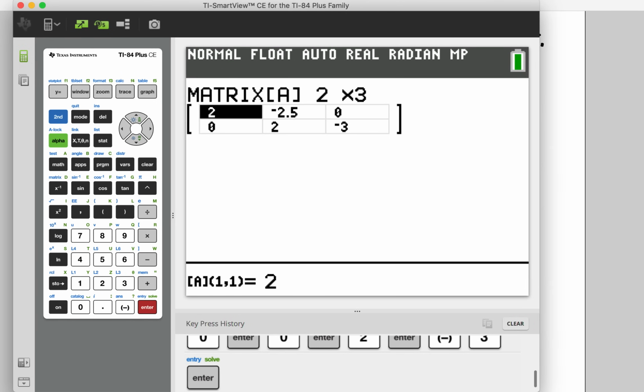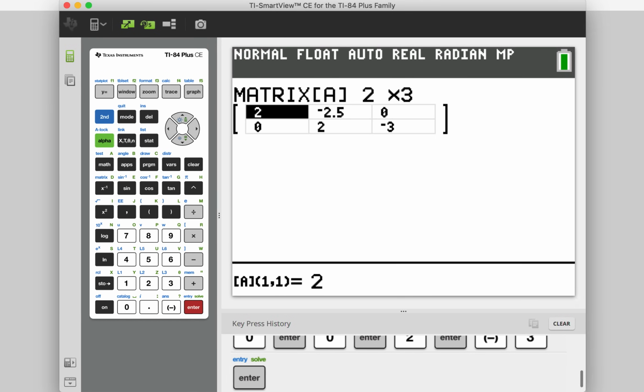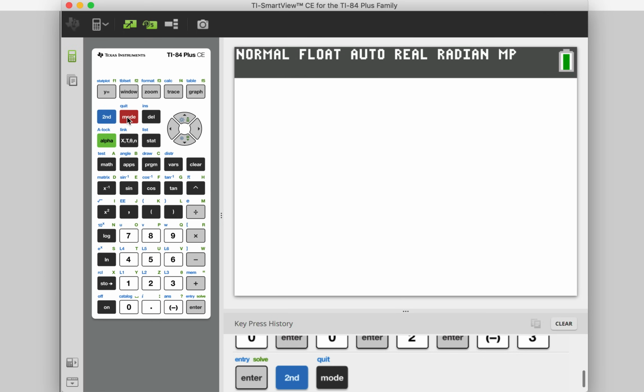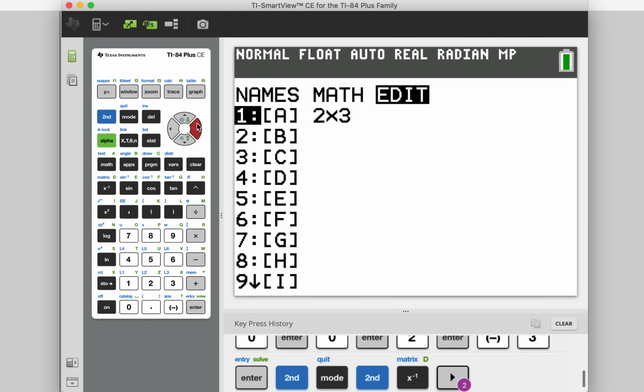So there's matrix A. I've now entered in matrix A. Now from here, I want to enter in matrix B. Every time you're done entering in a matrix, you have to go second, quit. Quit is above mode. So second quit, and then I'm going to repeat this process. Second matrix, over to edit. Now I don't want to use matrix A because I already put that one in there. I want to do matrix B.